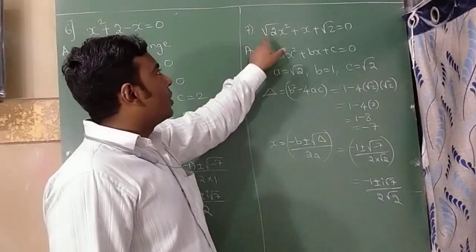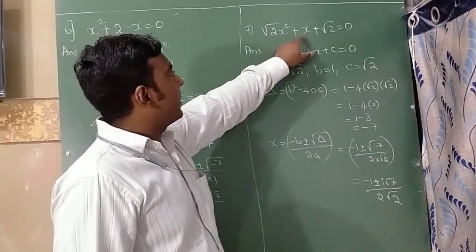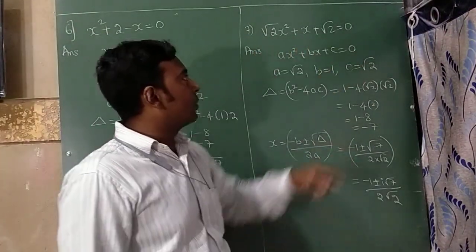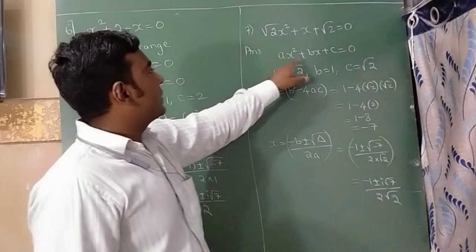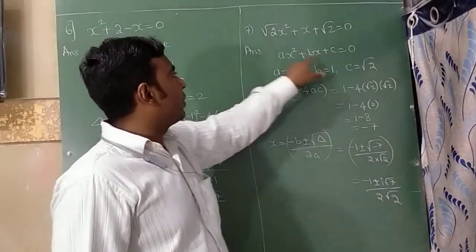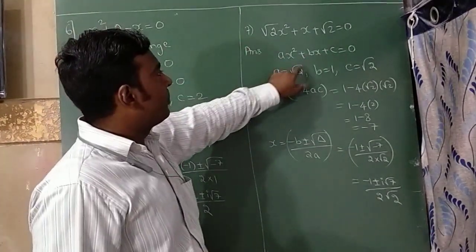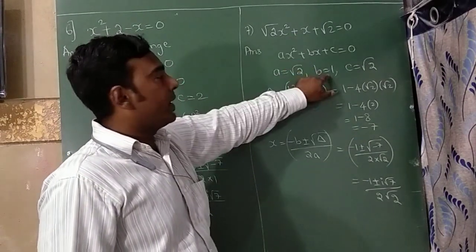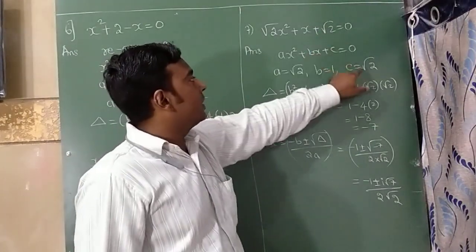Seventh question is square root of 2 x square plus x plus square root of 2 is equal to 0. So ax square plus bx plus c is equal to 0. Now a value is root 2 and b value is 1, the coefficient, and c value is root 2.